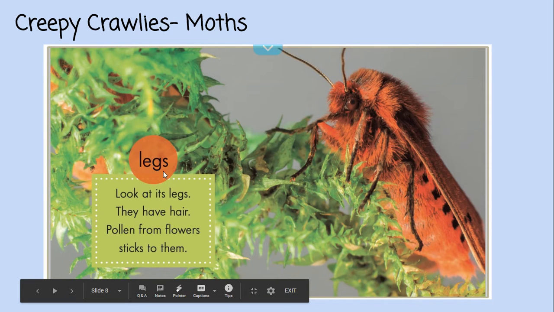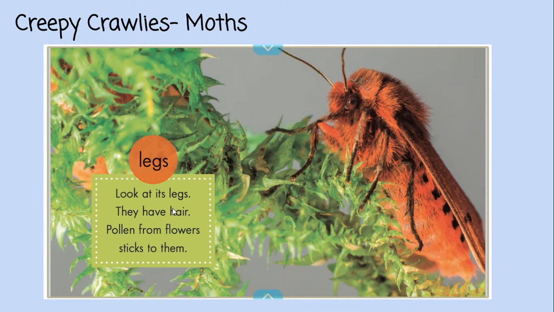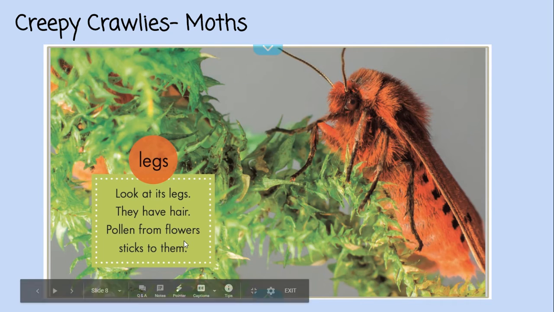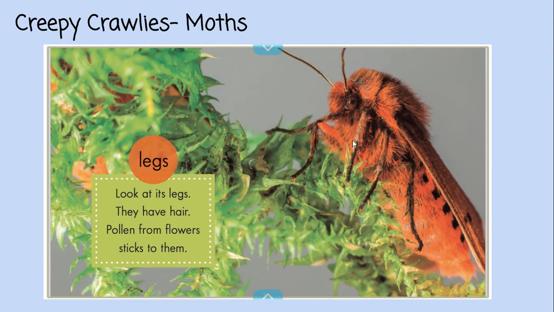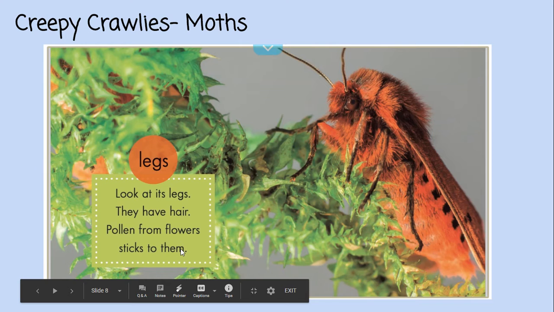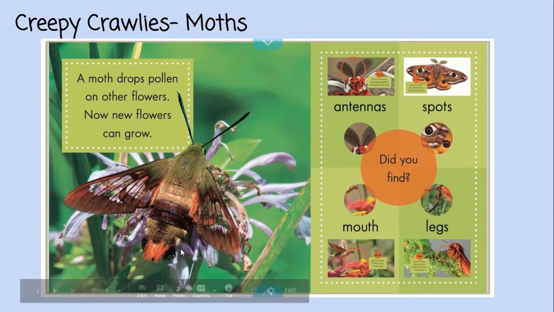Legs. Here's that other word we're supposed to be looking for. Look at this hairy moth and its legs. It says, look at its legs. They have hair. Pollen from flowers sticks to them. So that's how they pollinate. These pollinators, this moth, that's how they pollinate with their legs. A moth drops pollen on other flowers. Now new flowers can grow. So the pollen that's stuck on the legs or even on the antenna and the wings, they get to pollinate other flowers as they go from flower to flower.